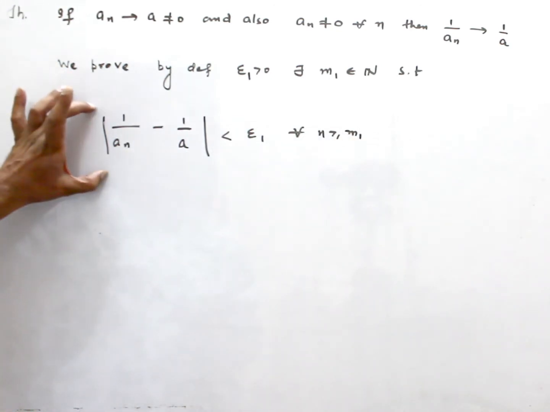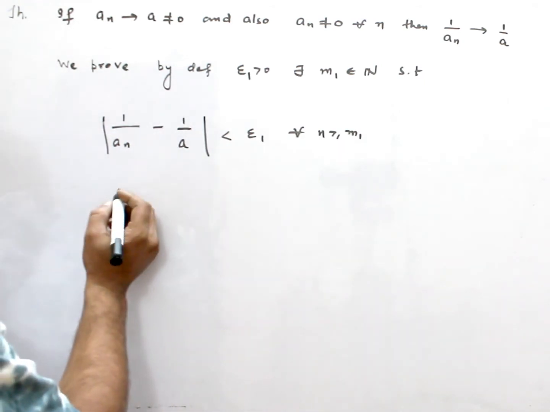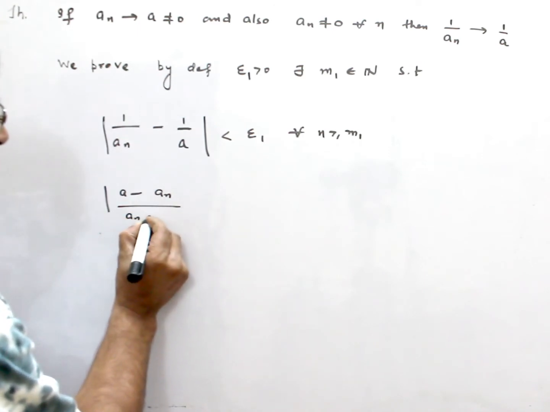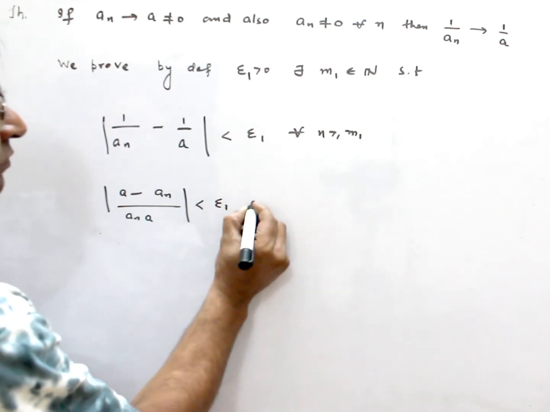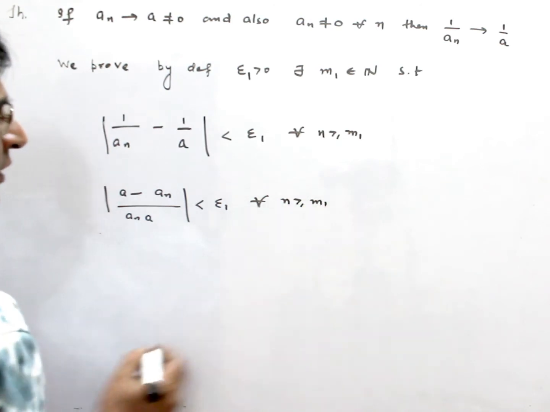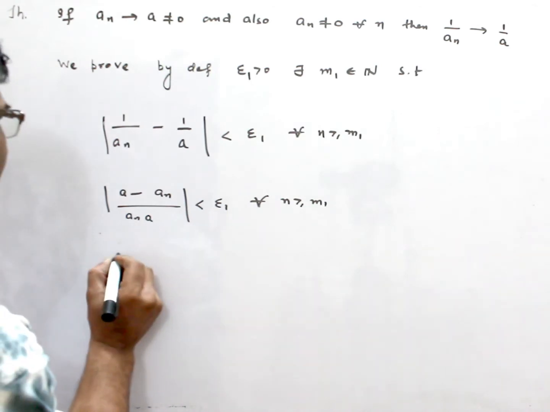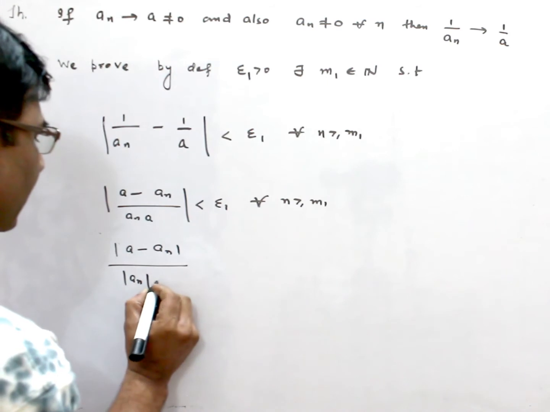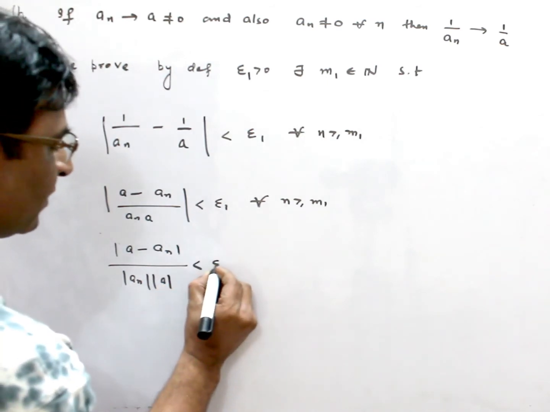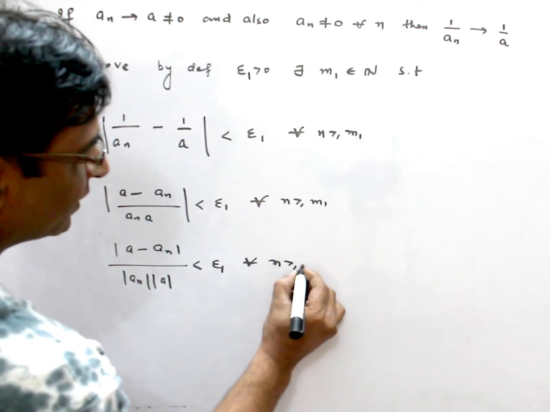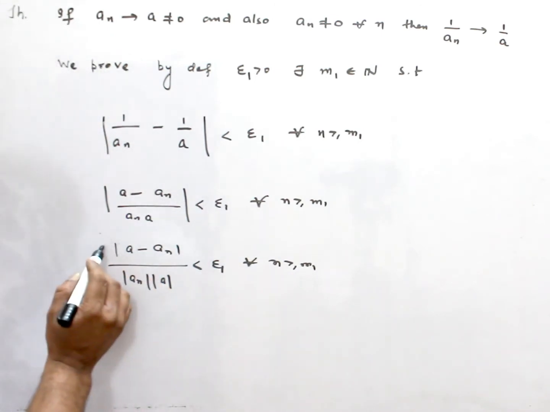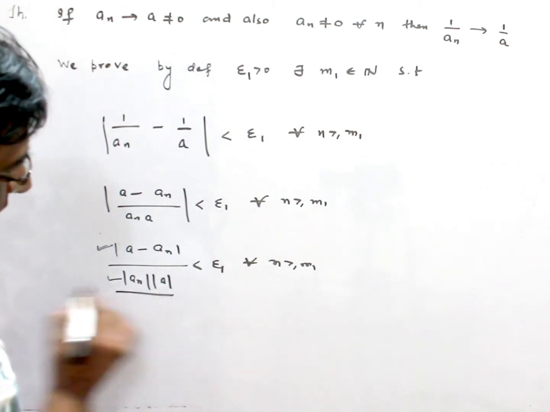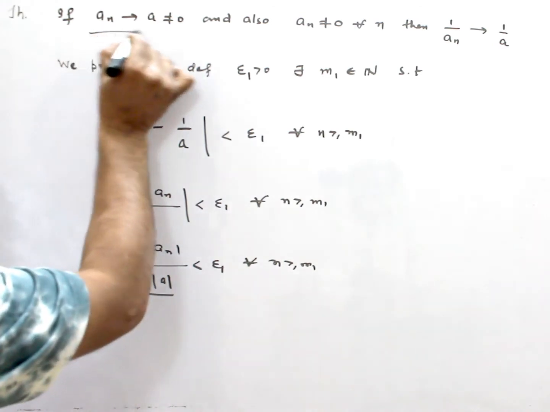See, if we simplify this, what we get? We get |A minus a_n| divided by |a_n A| less than epsilon 1 for n greater than M1. Or more simplified, you can say |A minus a_n| divided by absolute value of a_n and absolute value of A is less than epsilon 1 for all n greater than M1. Now, if we have only this part, then the question is easy, but here is this part. So first we need to handle this part. To handle this part, we use this definition.